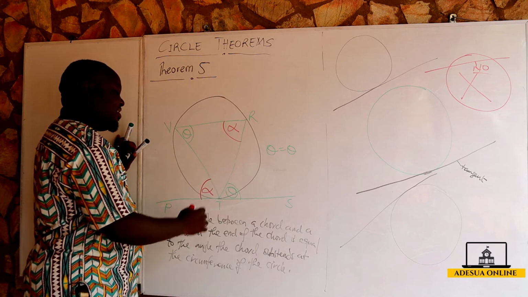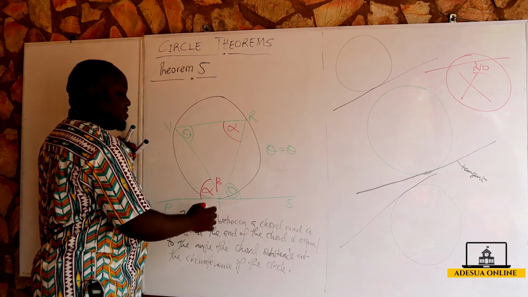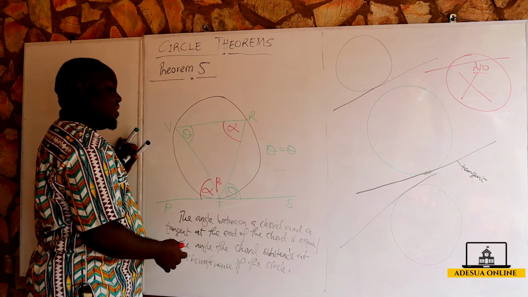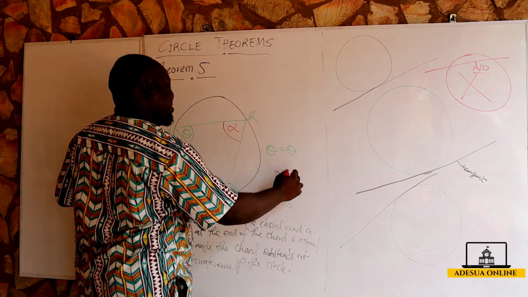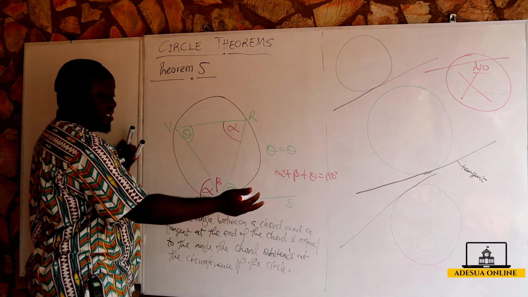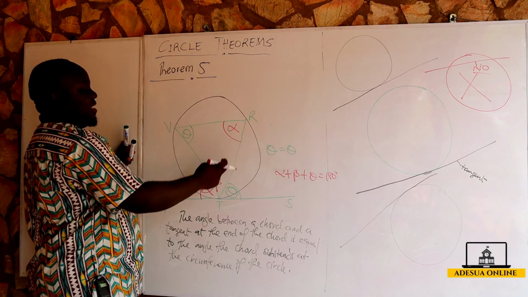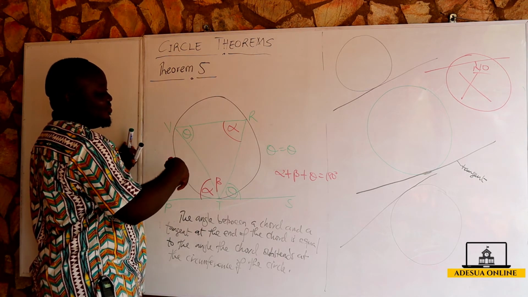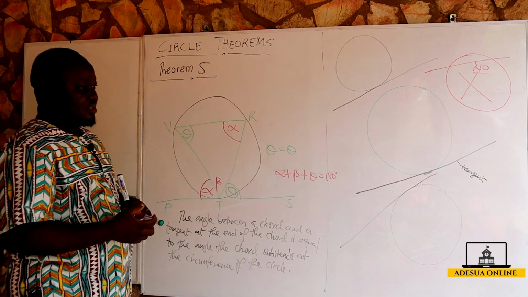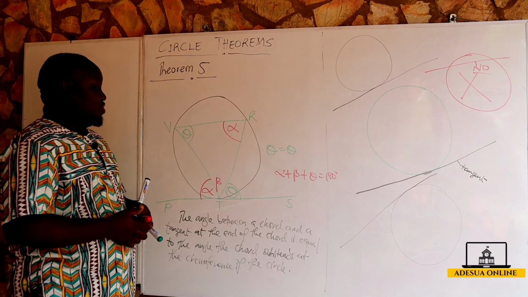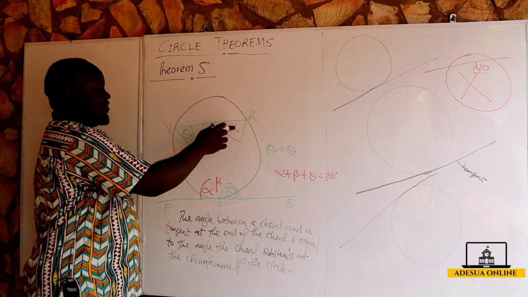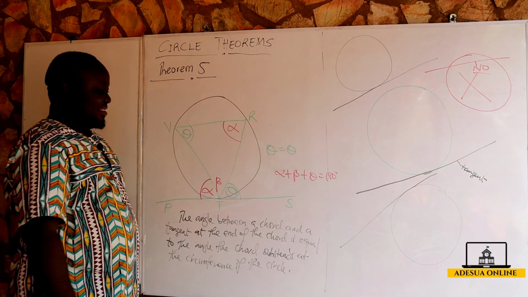And now from here, if this angle is beta, we can say the sum of angles on a straight line is 180. Alpha plus beta plus theta is equal to 180. Or, the sum of the interior angles of a triangle is 180 degrees. So you can either use the sum of angles on a straight line or the interior angles of a triangle adding up to 180 degrees.